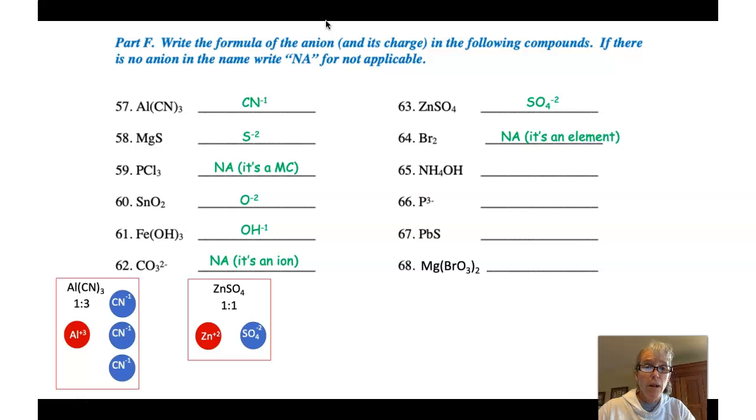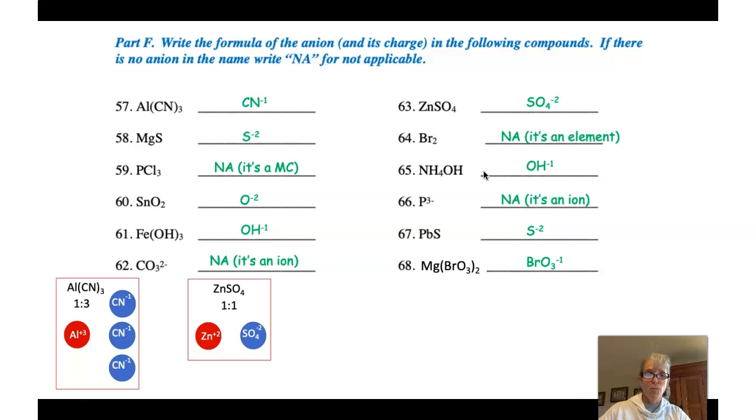65, we've got 2 polyatomics here. Okay, hopefully you're recognizing this as an ionic compound. We've got the NH4 as the ammonium ion, and the OH as the hydroxide. So even though they're all nonmetals, you need to recognize the ammonium and the hydroxide. And our anion is OH-1. 66 is an ion, so that's an NA. 67 is a sulfur -2.